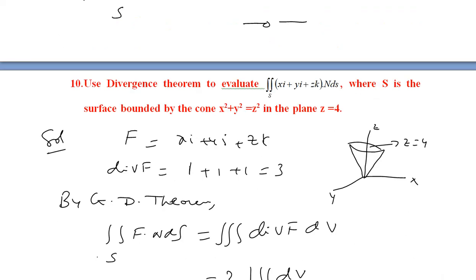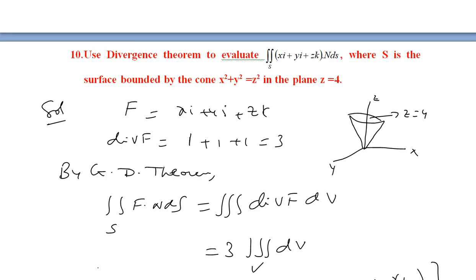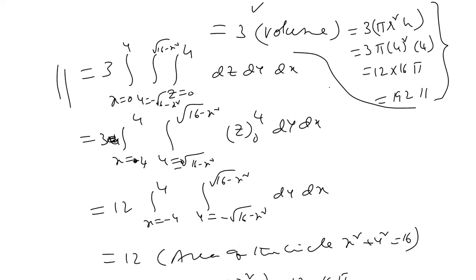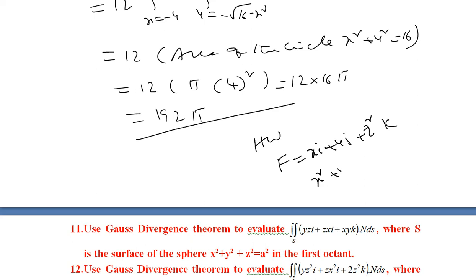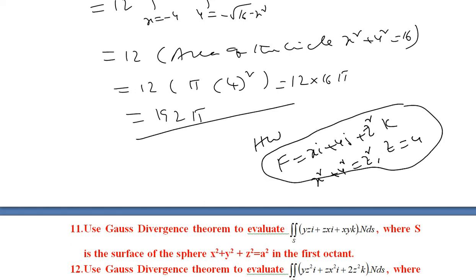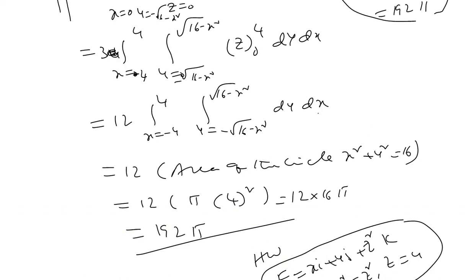Okay, I will give one homework question to you. Same question, here z square. Same question, homework question: f equals xi plus yj plus z square k. Same y square equals z square and z equals 4. Cone, same procedure, but in this problem you have to integrate like this only, with this methodology only.